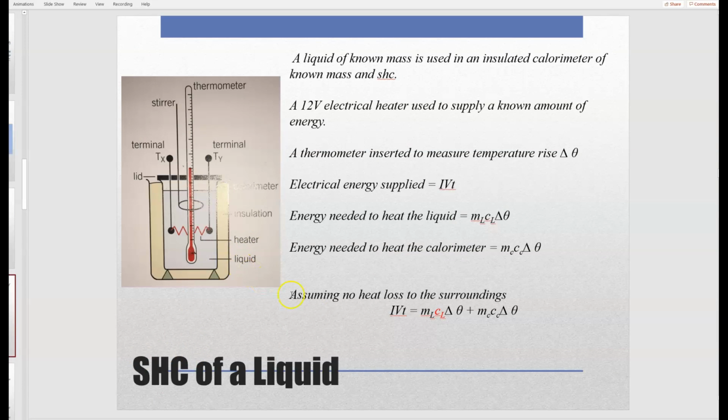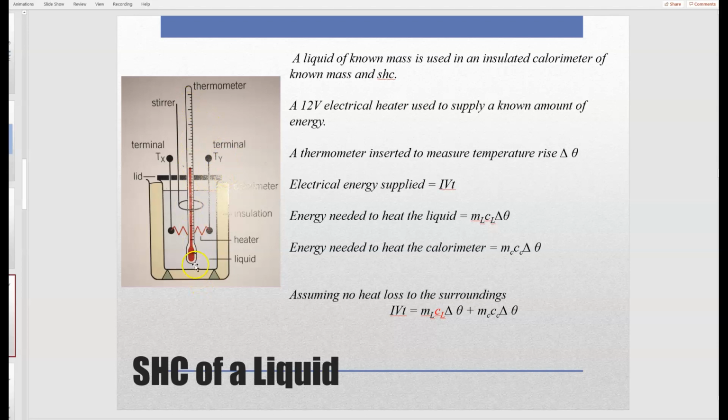Okay, and then we have the specific heat capacity of a liquid. Now, you probably use these in chemistry. They're called calorimeters. What they are essentially is a cup with a lid on it. They're probably a bit more fancy than that, but they're a cup with a lid on it. So what you have here is an insulated cup. You have a fluid inside with a lid, because obviously we want to stop heat loss by convection.